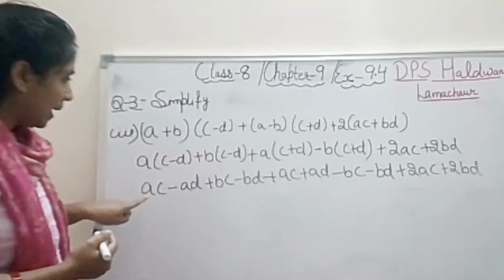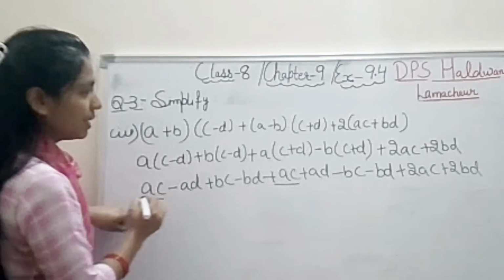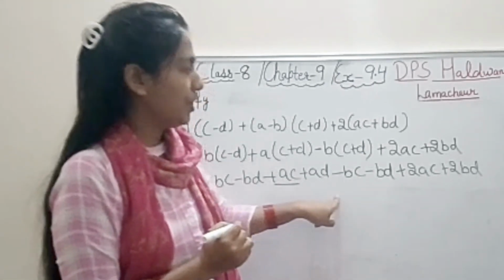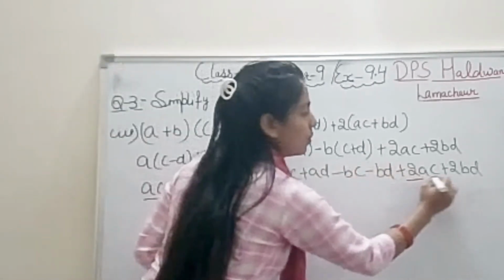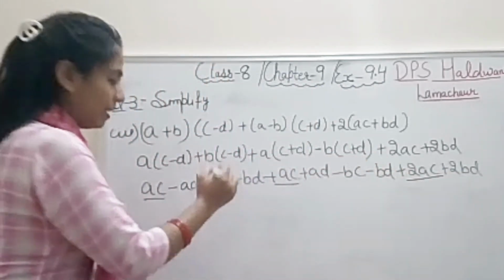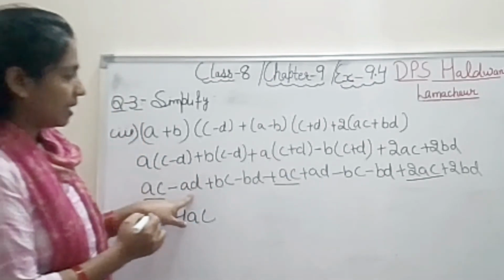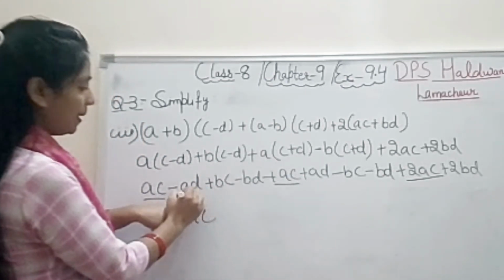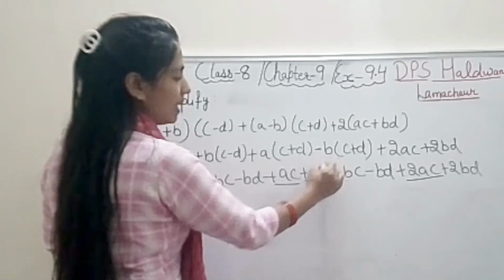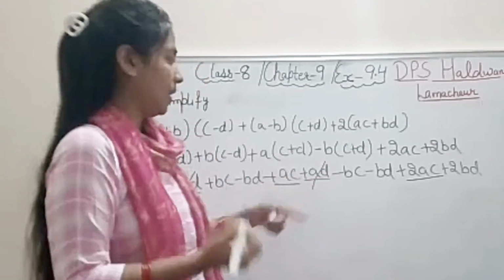Let's check it out. ac, is any other ac also there? Yes, one ac, one more ac. Any other ac? No. Yes, this is also ac. So ac plus 2ac, it means 4ac. Next ad, 1 ad plus minus 1 ad plus ad, they will cancel. Is another ad there? No, no other ad.